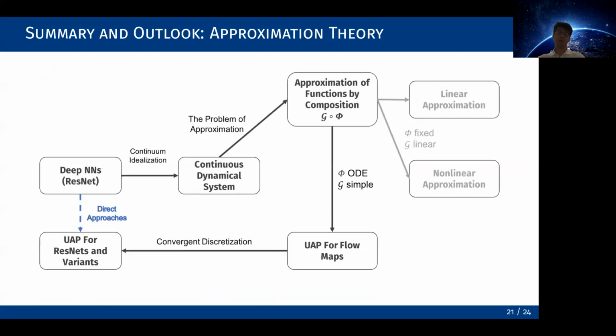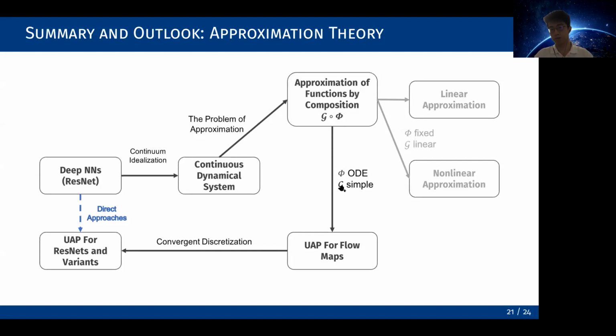So here's a quick summary of the results. We started with this deep neural network, the residual net. And then we did a continuum idealization of the dynamical system. And then we discussed the approximation problem. And we realized that this problem actually belongs to a class of problems that you can think of as approximation of functions by composition of two classes of functions, G, which is very simple, and phi, which is some flow.